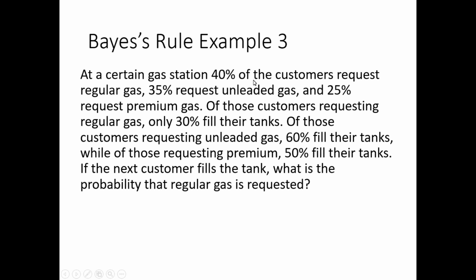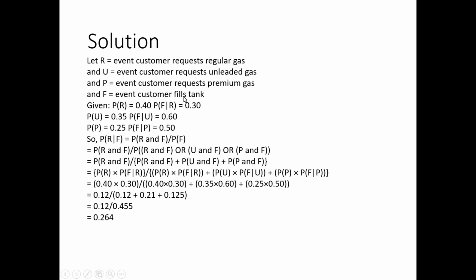Again, we can't get there with the numbers we have unless we use this Bayes rule. Bayes rule tells us to break it down. We're going to list the possible events. The possible events, the three that we choose from, are either R, they select regular gas, U, they select unleaded gas, or P, they request premium gas. These are the three events that we're going to break it up into, and we're going to look at the chance that they fill their tank. So really, these are the different ones that take the place of A versus this is B.